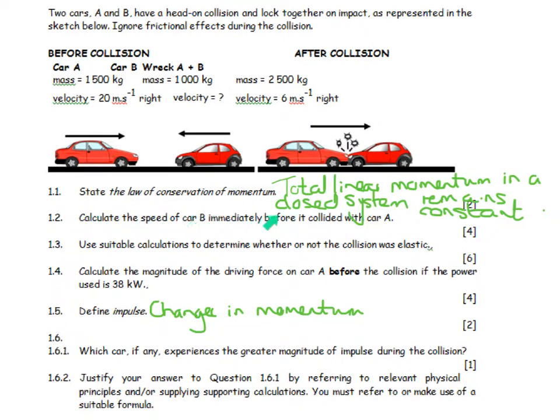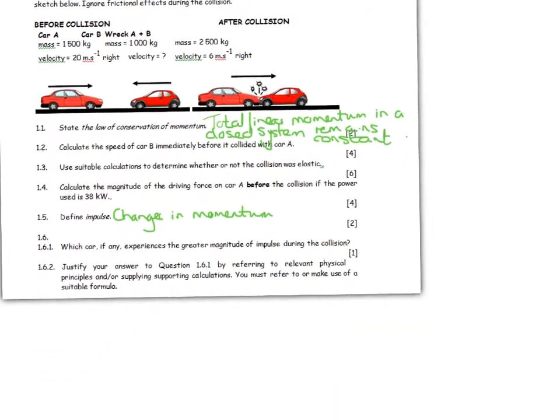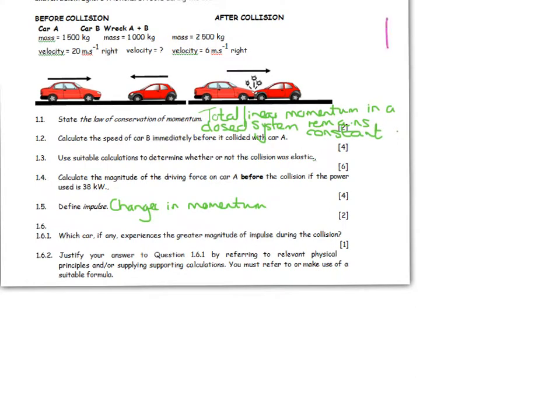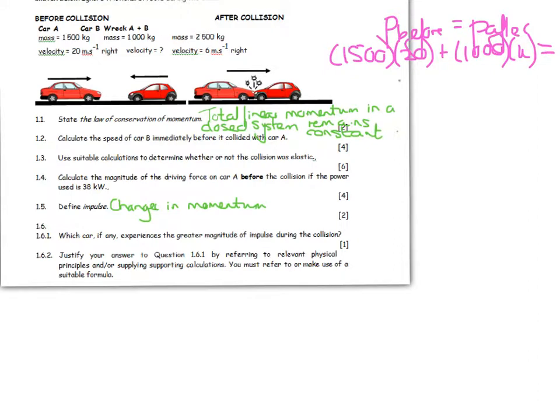Calculate the speed of car B immediately before it collided with car A. So you're going to have to say momentum before is equal to momentum after. And then you're going to need to say that you've got 1,500 as the mass of car A multiplied by 20. You don't know car B, which is 1,000 multiplied by I don't know what, is equal to the combined mass and a combined velocity of 6.